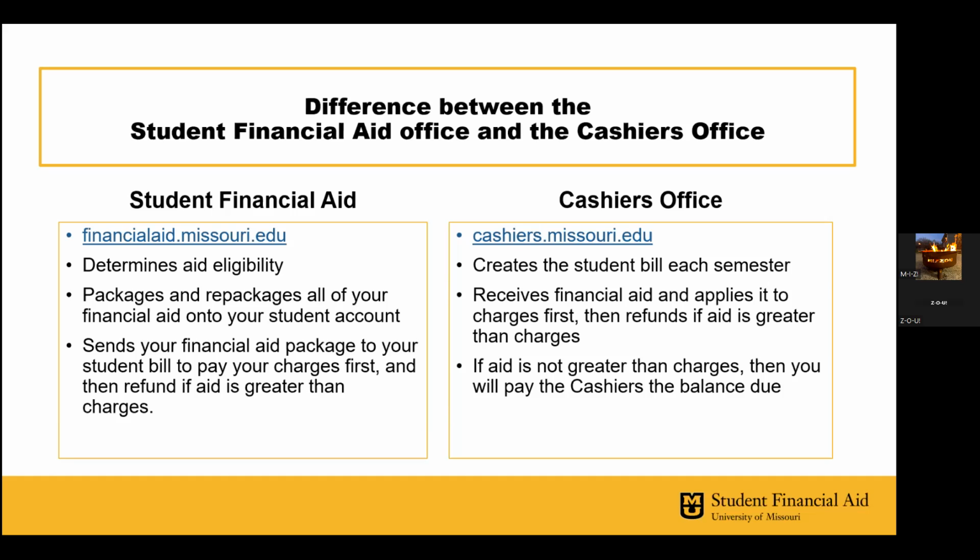But they basically receive the financial aid from us. It applies to the charges first, then they refund it to you if it's greater than the charges. If the aid's not greater than the charges, then you're still going to owe money, and you would pay the cashier's office that amount of balance that's due.